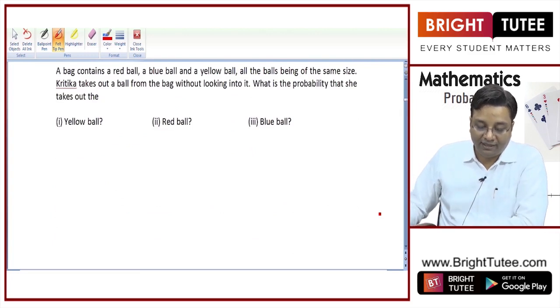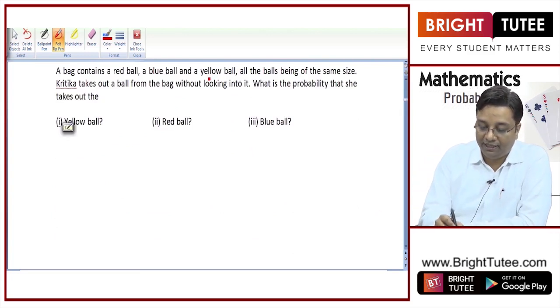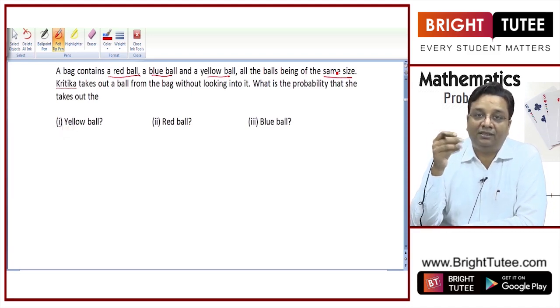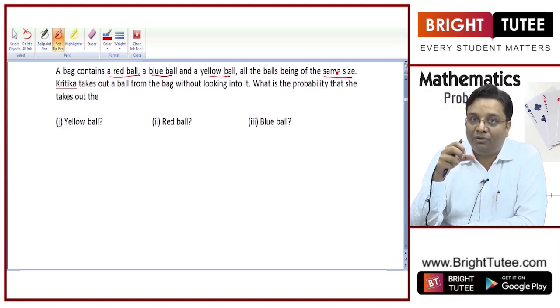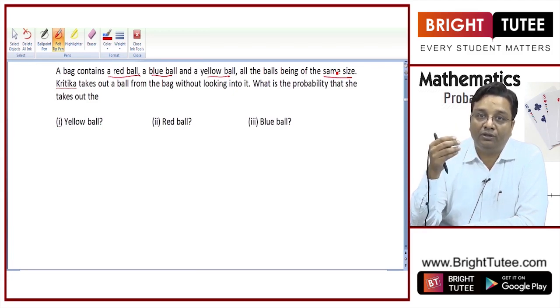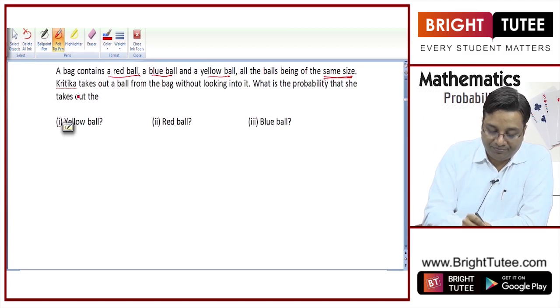Let us move to this second question here. A bag contains a red ball, a blue ball and a yellow ball. So, this bag contains 3 balls in total and these are of the same size. Why is it mentioned that these are of the same size? Because to show you that when you take out a ball without looking into it, it is equally likely that you get a yellow ball or a red ball or a blue ball. All these 3 events are equally likely. So, these are of the same size.